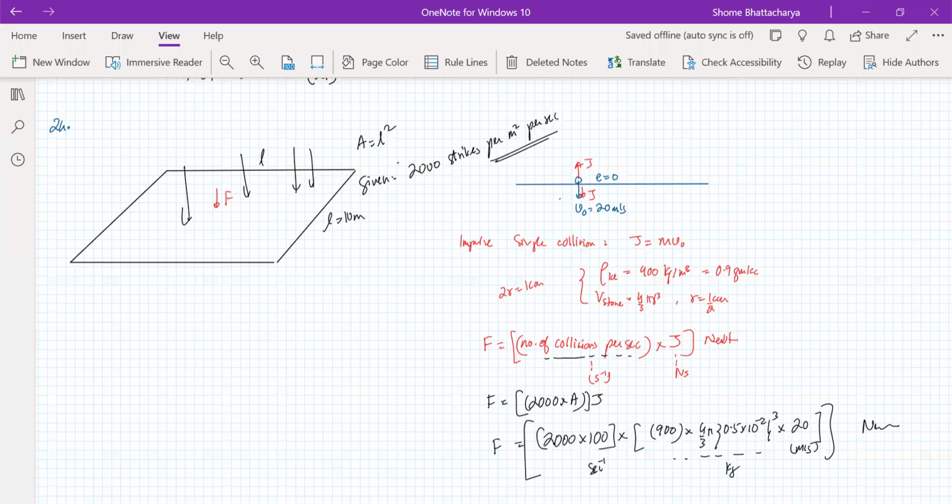Sir, I did this only, but the answer doesn't match. Is it a difference of order of magnitude or value? The order of magnitude. Okay, we can check it out. So let's do a quick calculation. So 9 into 2 into 4 pi by 3. What was the radius?